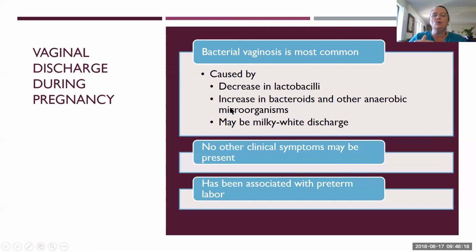Other things that can help: increasing your lactobacilli, which is a good bacteria that's found in things like yogurt and kimchi and some of those fermented foods. Very important to make sure that we keep our pH appropriate. We don't want to let a bacterial infection go, because there are some association with that and preterm delivery. So we are paying very close attention to that.